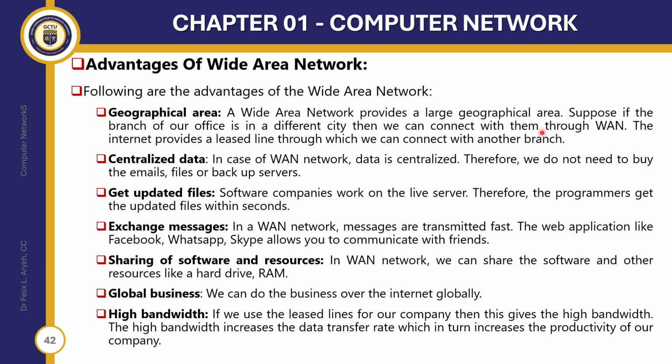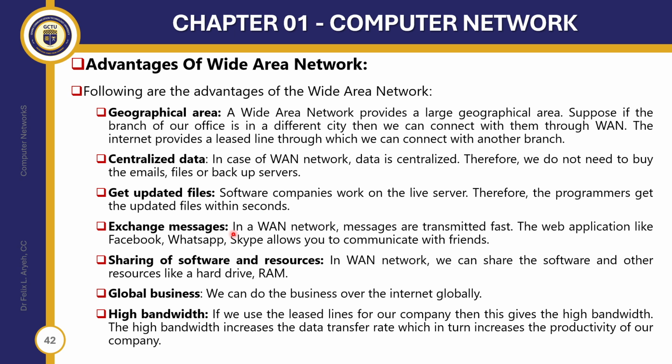So they can set up a metropolitan area network to connect to all of those. All of the branches can now connect to the Tesano branch to get information about each client that comes to their branch to transact business with them. So having that in mind, push it now out to the level of a wide area network. It's just about the same thing. We have a centralized data. So get updated files, software company work on live servers, therefore the programmer gets the updated files within seconds.